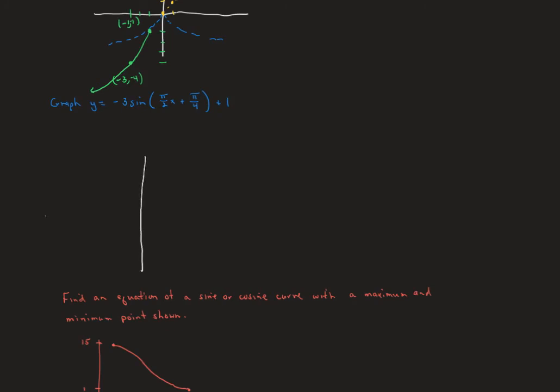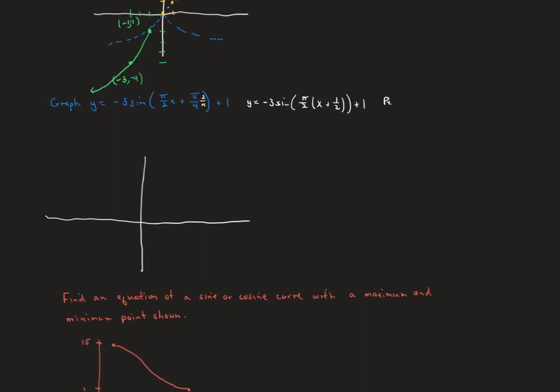So we're going to need here to factor the pi over 2 out. So this is going to be y equals negative 3 sine, and then if we take out the pi over 2, then that's like dividing by pi over 2, which is going to multiply by the reciprocal, so that's going to be a plus 1/2.